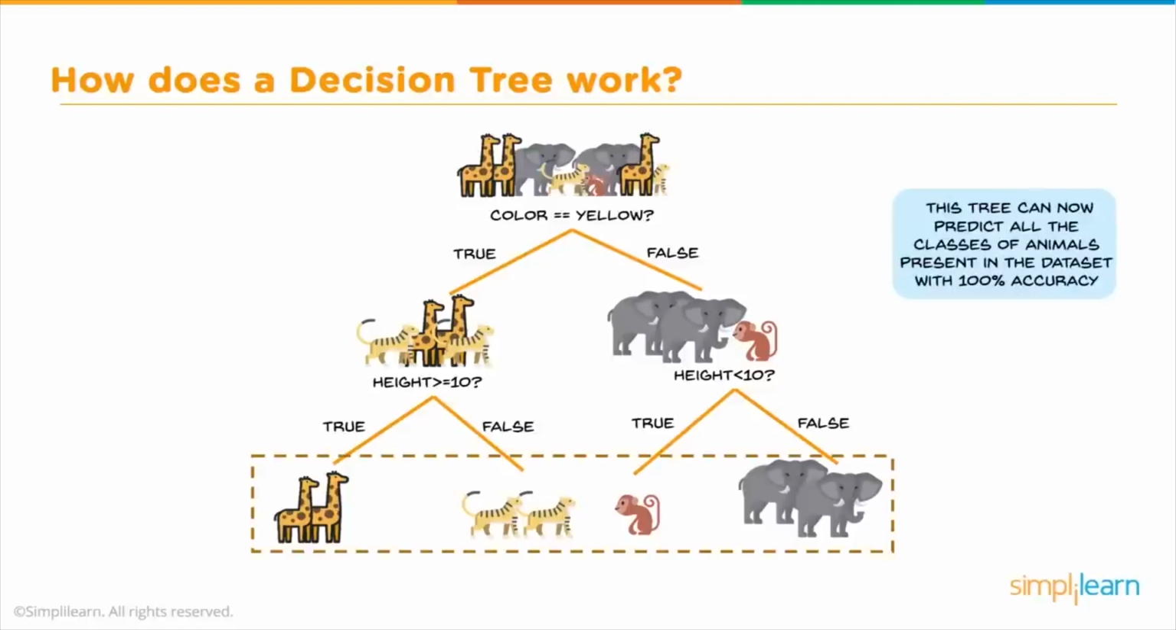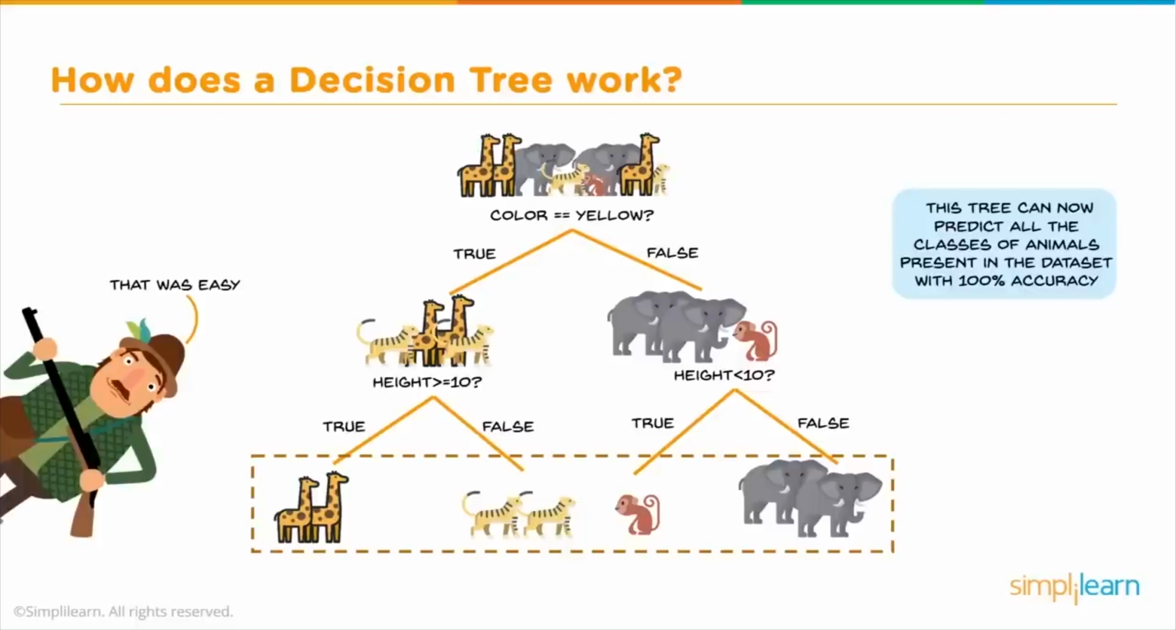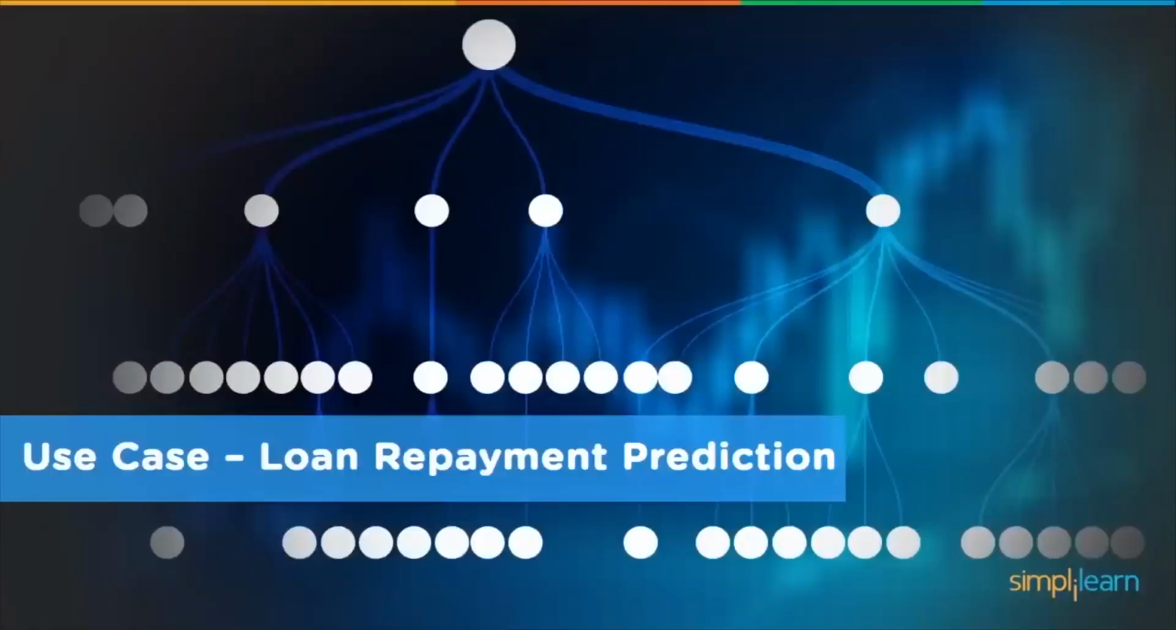And here you see we have the giraffes, the tigers, the monkey, and the elephants all separated into their own groups. This tree can now predict all the classes of animals present in the dataset with 100% accuracy. That was easy.